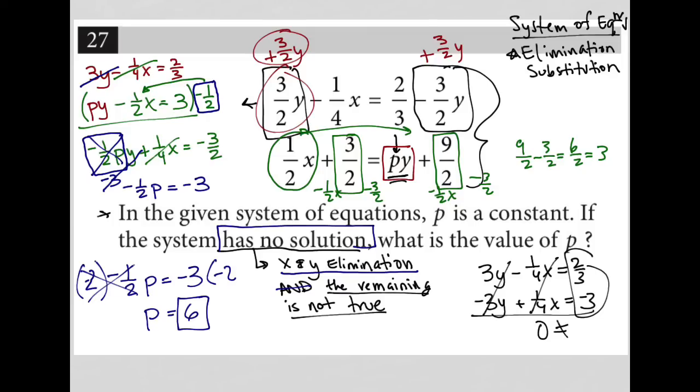If this said 0 equals 0, we'd have a problem. That would be a system that has infinitely many solutions. But in this case, we have 0 does not equal whatever 2/3 minus 3 is. So that's why the correct answer is 6 here.